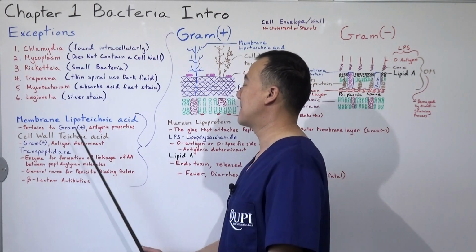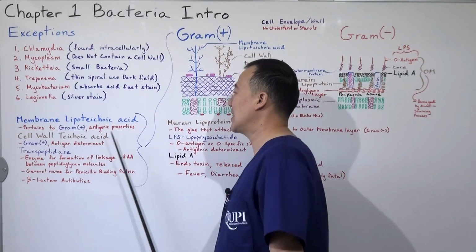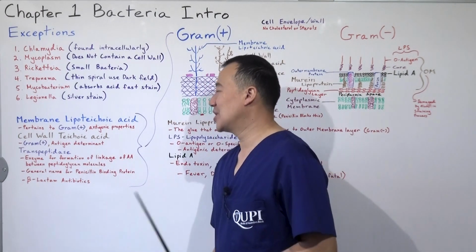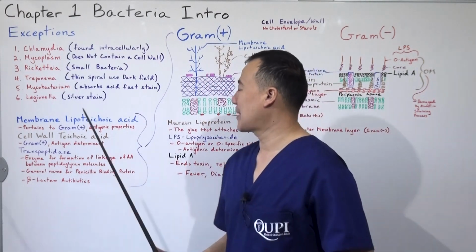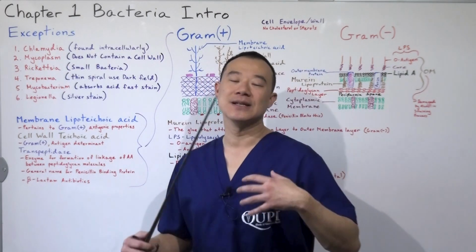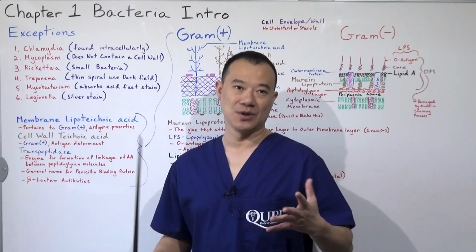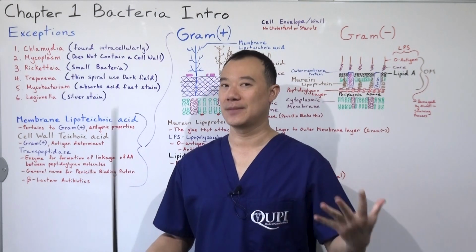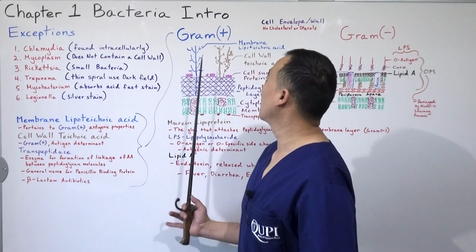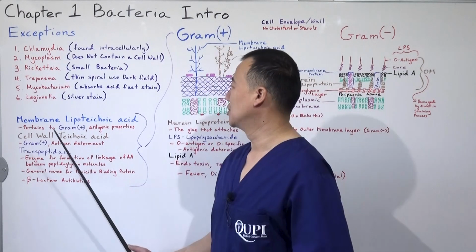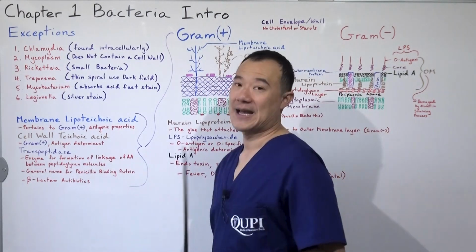Alright, membrane lipoteichoic acid. It pertains to gram-positive bacteria, okay? It has antigenic properties. Now, what does that mean? Antigenic properties are a good thing because they stimulate the immune system. And when they stimulate the immune system, your immune system responds and goes, we have a gram-positive bacteria invasion and we must respond to this due to this probably lipoteichoic acid.